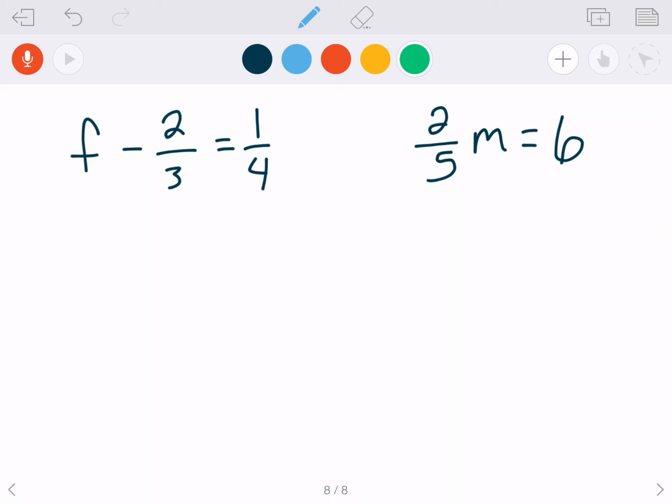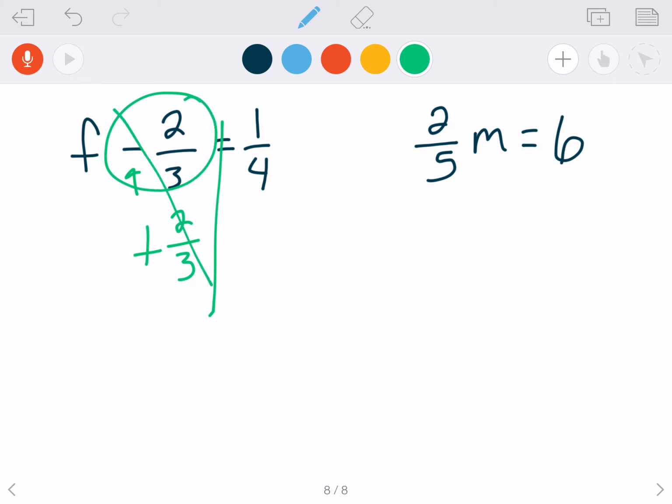F minus 2/3 is equal to 1/4. What operation is this? Subtraction. So we're going to do the opposite of that. We're going to add, because we want to get rid of this 2/3. So this becomes 0. I'm left with F up here at the top. Bring that down and bring down your equal sign.